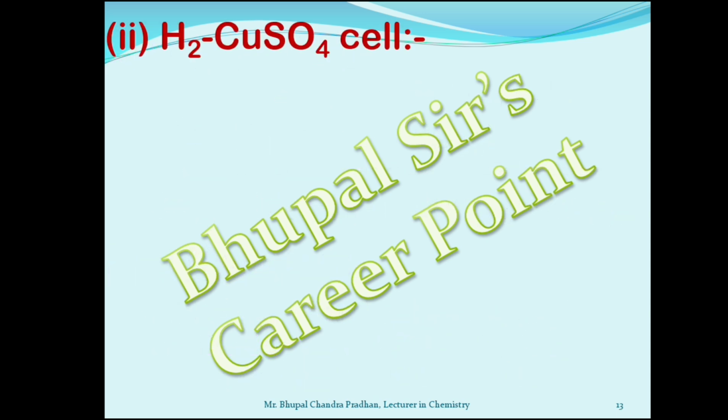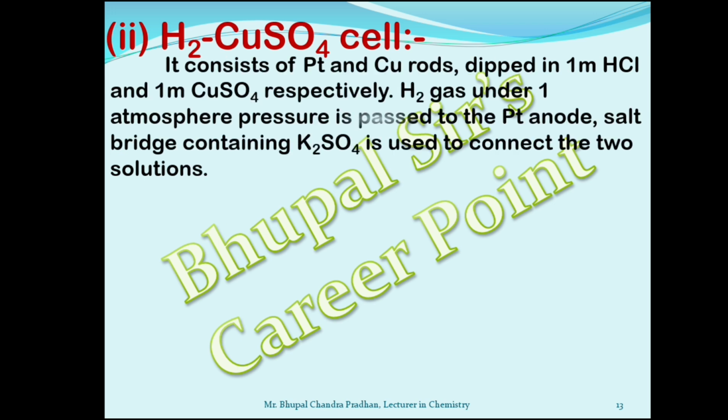Now let us see the hydrogen copper sulfate cell. Here it consists of platinum and copper rods dipped in 1 M HCl and 1 M copper sulfate solution respectively. Hydrogen gas under 1 atmosphere pressure is passed to the platinum anode. Salt bridge containing potassium sulfate is used to connect the two solutions.